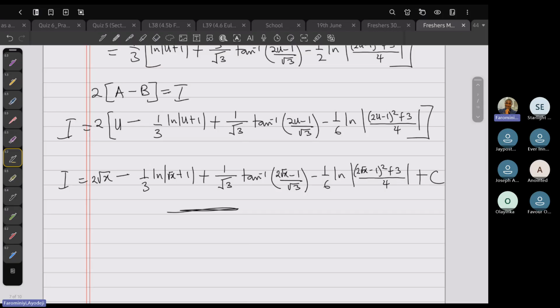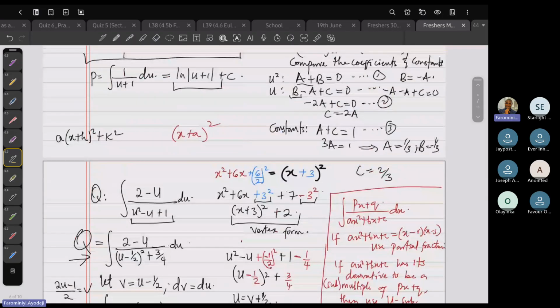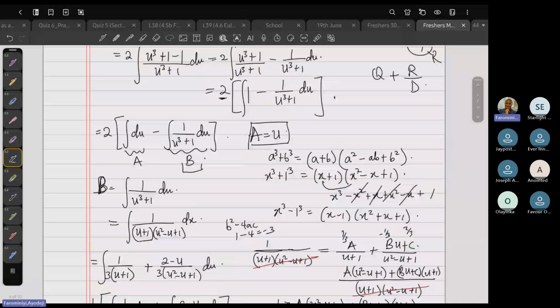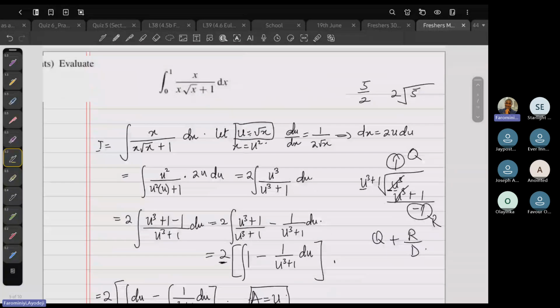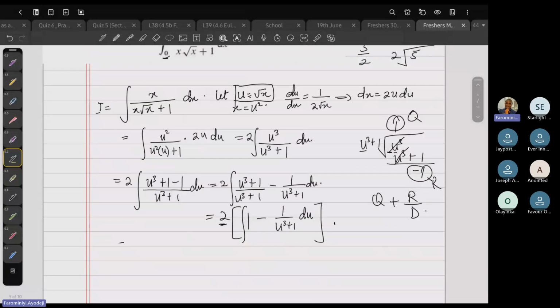What a question. Look at how innocent the question is. Where is it? Oh, we are not even done. We have only done the indefinite integral. So you still need to do the limits 1 and 0.